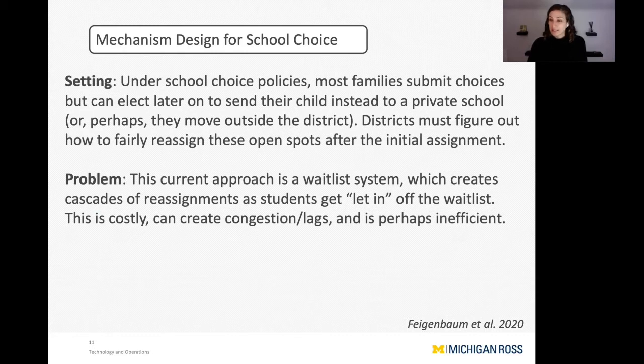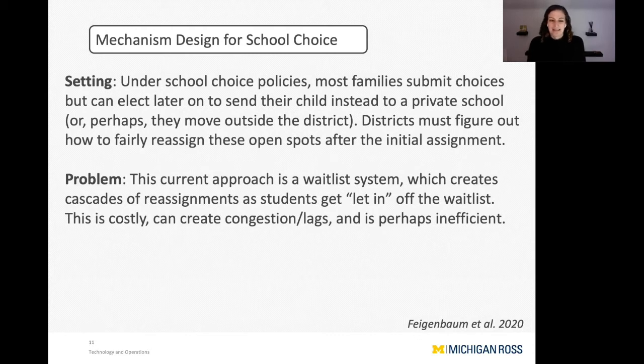And then based on the choice assignment, they sometimes elect to send their child to a different school, or maybe not based on the choice assignment, but ultimately some percentage of students don't follow through with the choice that they were assigned. And so there become a bunch of open spots. And so there's a second round of things going on. And then the problem is, how do you figure out how to reassign these spots? And the current approach is a waitlist system.